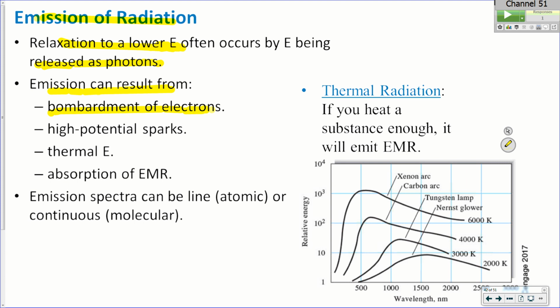You can bombard it with electrons. You can expose it to a high potential spark. You can expose it to high temperatures. So enough thermal energy will cause an electron to be excited to a higher energy level, and it could fall back down. And you could also hit it with a beam of electromagnetic radiation. It could capture that, and then it could emit back off. And when we have emissions, if it's atomic species, they're going to be sharp emission lines. If it's molecular species, they're going to be continuums associated with it.